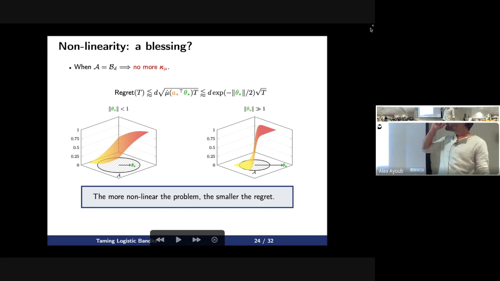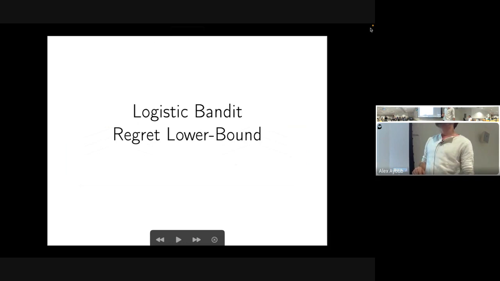And the next question is, can we do better? And to know whether we can do better, we just need to find a lower bound and ideally a matching one. Okay, so that was the topic of basically the second paper.